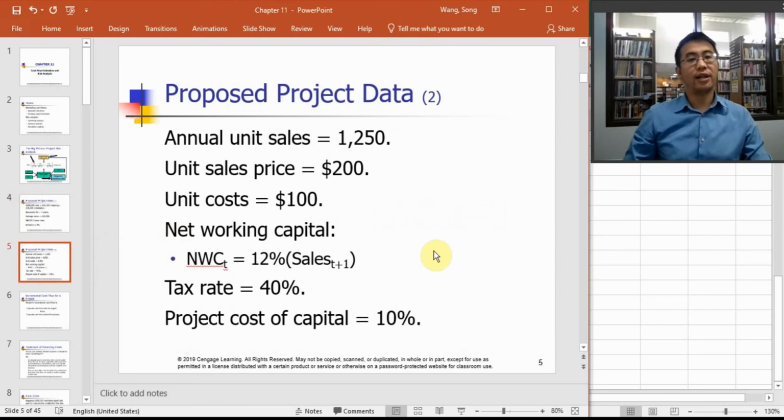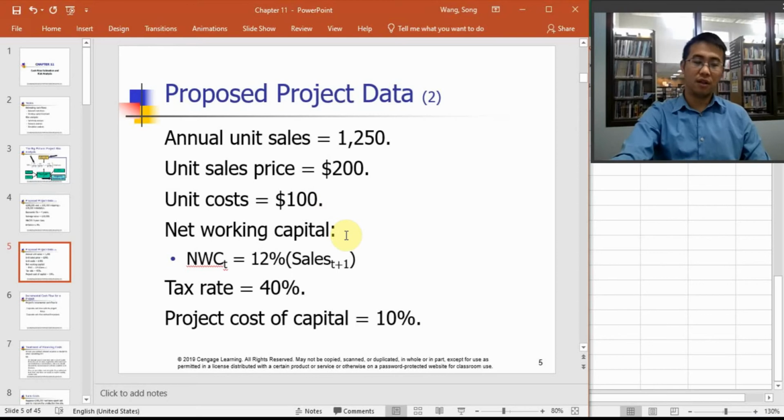Here is more data. The annual sales is 1,250 units, and the unit price is $200 at year 1. And you should know that inflation is at 3%, and we cannot ignore inflation, especially right now. When you go to the supermarket, everything's price just went up, and if you buy services, the price was also higher than before. The unit cost is $100 here, and you also have net working capital.